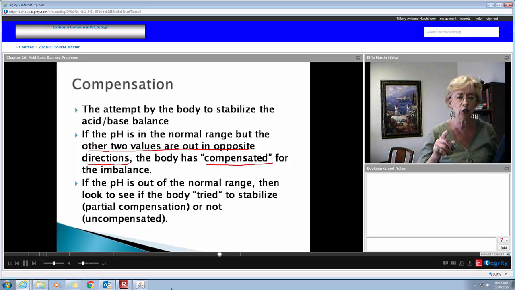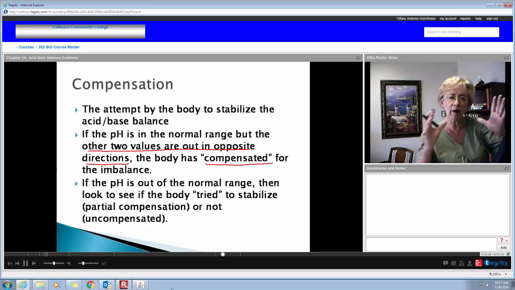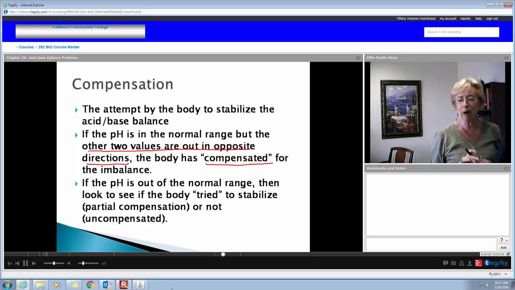In other words, you're going to have two things that can swing in opposite directions. If the pH is swinging out toward acidosis, you might be able to do something with one of those other ions, the carbonic acid, bicarb ion, or the CO2 ion. You might alter those in order to try to pull the pH back in range. And so if they are out, then the body is basically compensated.